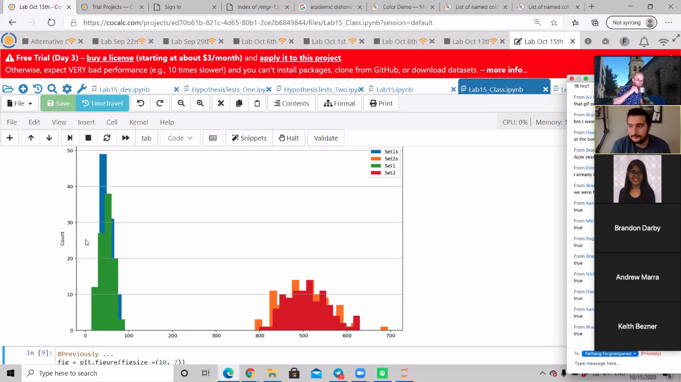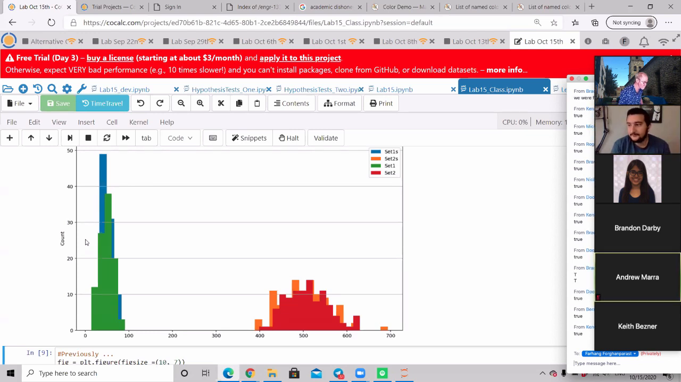Okay. My other statement is my set 2 and set 2S are similar. True. And now that I'm in the mood of making assertions, I'm going to make another one, and I'm going to say my set 1 and set 2, my original two sets, are normally distributed.